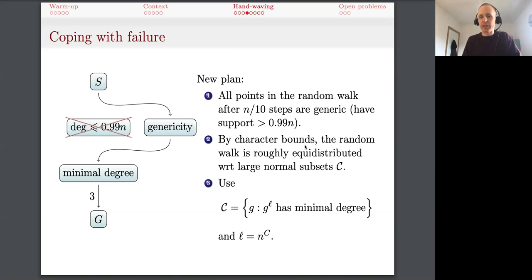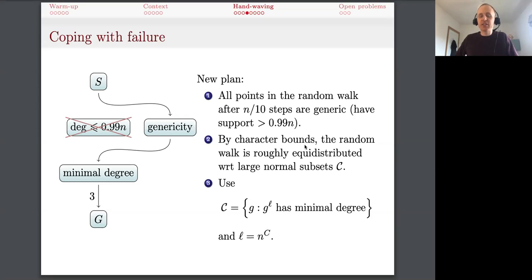Think of like Fourier analysis. So if you have a distribution and you know all its non-zero Fourier coefficients are very small, that means that the distribution is close to equidistributed. But because these are character bounds rather than actual Fourier coefficient bounds, we only have such a statement for normal subsets, but still the message is kind of the same.